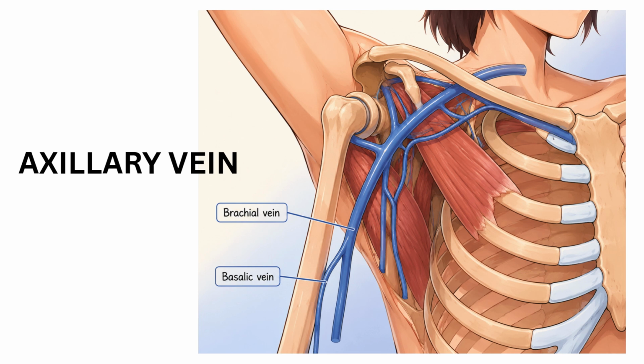Then it terminates. How does it terminate? It continues as the subclavian vein at the lower border of the first rib. Now the tributaries of the axillary vein: the veins always accompany the arterial branches. So for the axillary vein, the tributaries are the superior thoracic vein, lateral thoracic vein, subscapular vein, anterior and posterior circumflex humeral veins, along with the cephalic vein.